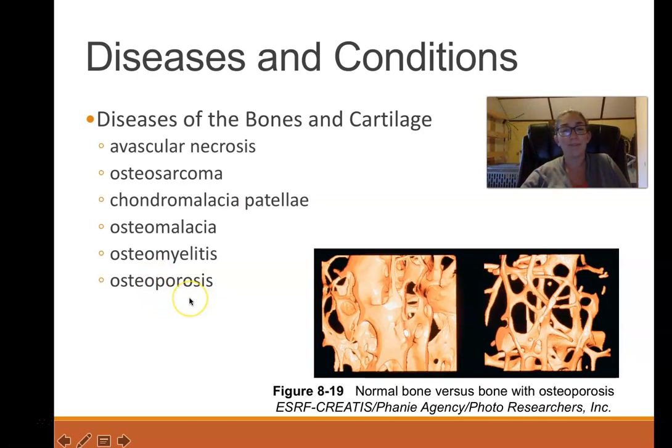Osteomyelitis is an infection. Myelo can mean myelin sheaths of the nerves, but it also means bone marrow. So osteomyelitis would be an infection in the bone, in the bone marrow itself. So when I was in college, here's my story about osteomyelitis.